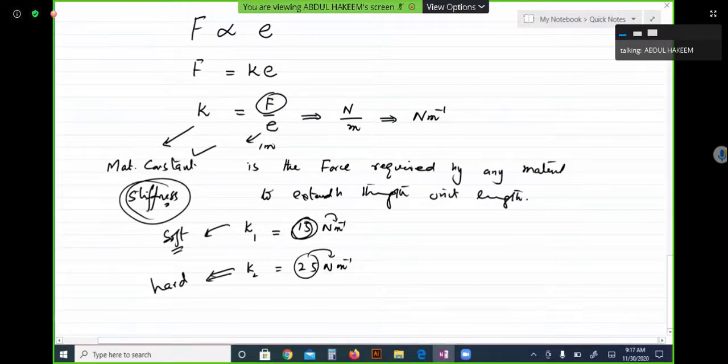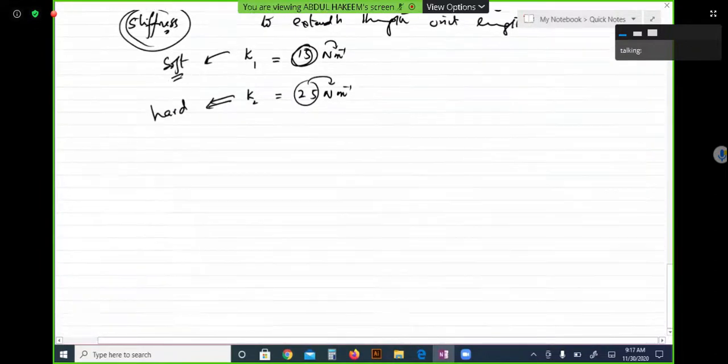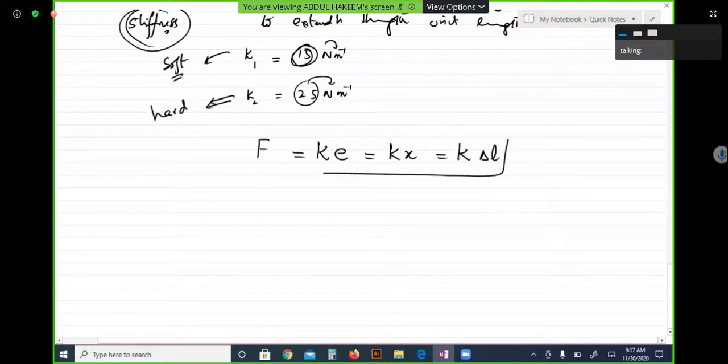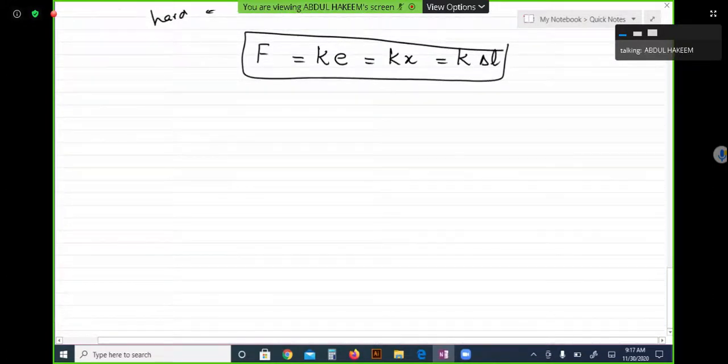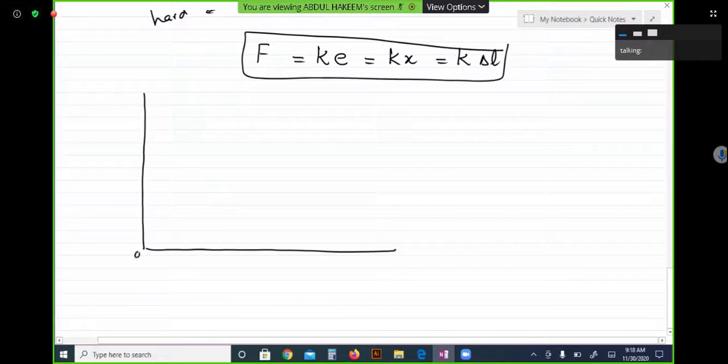Okay, now F is equal to KE, KX, or K delta L is the formula for Hooke's law. We have to draw the graph for different materials. Hooke's law, for example, we take a wire, metal, copper, aluminium, any one, force is plotted at the x-axis and extension plotted at the y-axis. According to Hooke's law, it is a straight line passing through the origin.